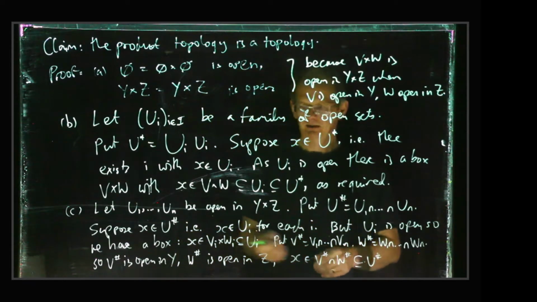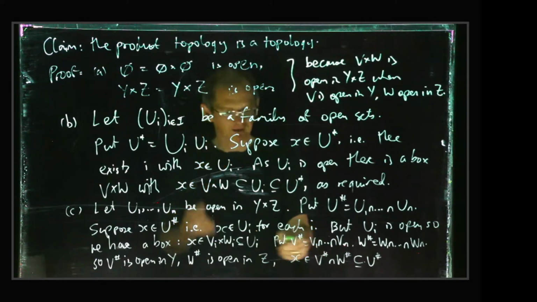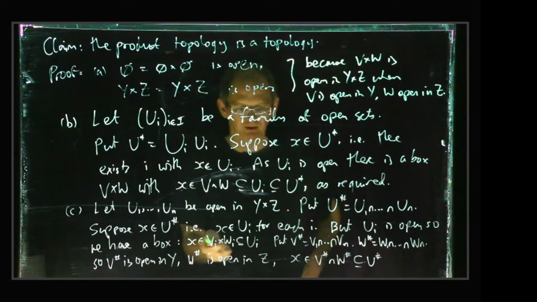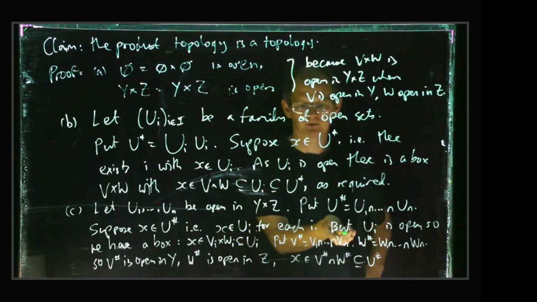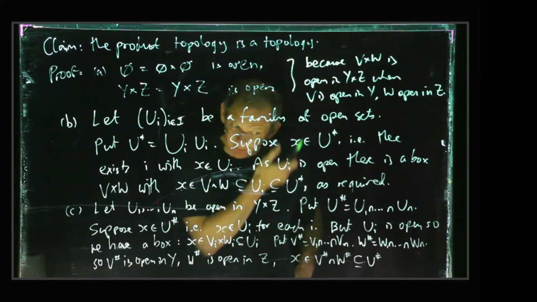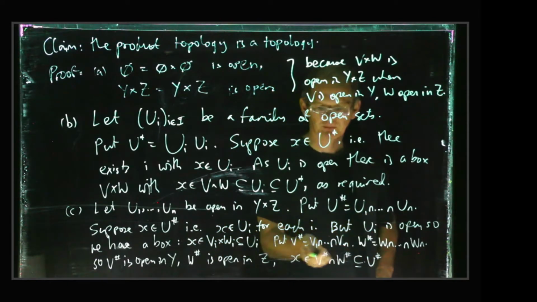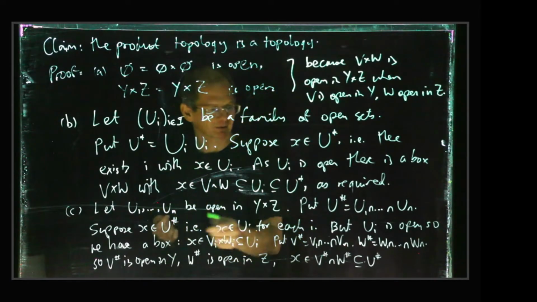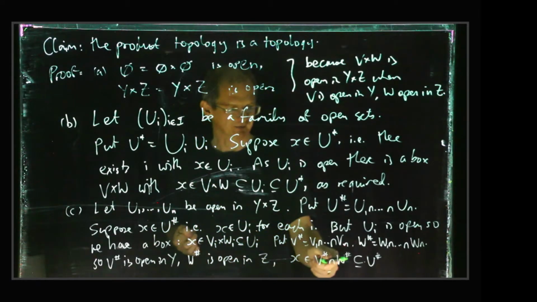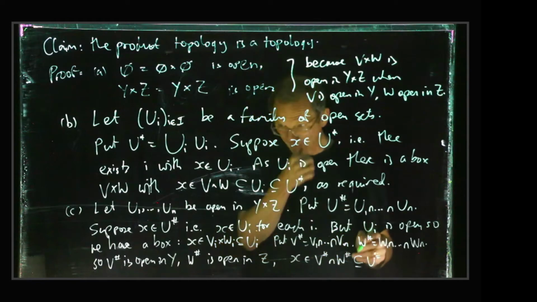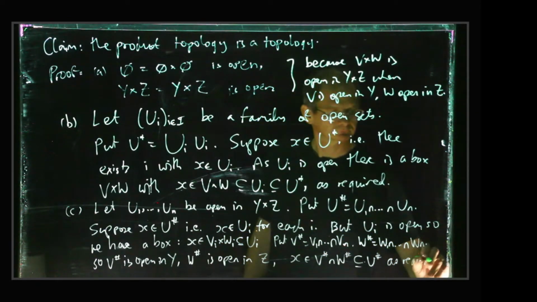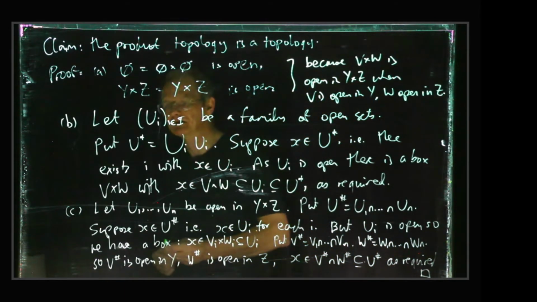Because X lies in all the VI. X is Y comma Z, where Y lies in each of the VIs, and therefore it lies in the V hash. Z lies in each of the WIs, so it lies in W hash. So X is in V hash cross W hash. But then because VI cross WI is contained in UI, we see that this product is contained in U hash as required. Okay, so that proves that we really do have a topology.